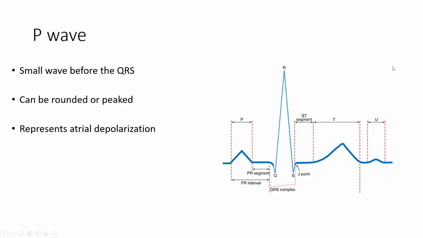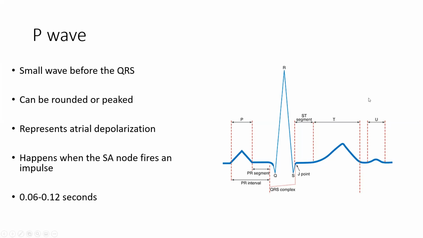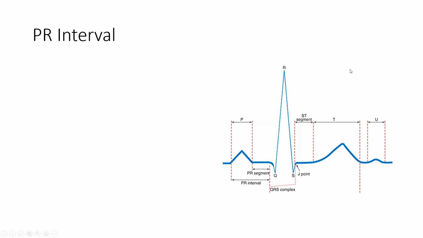Now, again, this is that atrial depolarization, or when they contract. And this happens when the SA node fires an impulse into the heart. Now, we do have some norms. So when we get into EKG interpretation, we have some normal values that we would expect. And one of the things that we expect is we expect the P wave to be 0.06 to 0.12 seconds. So extremely fast.